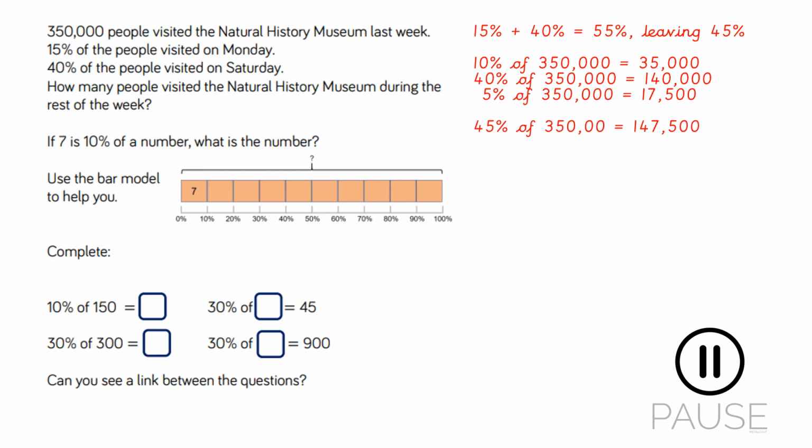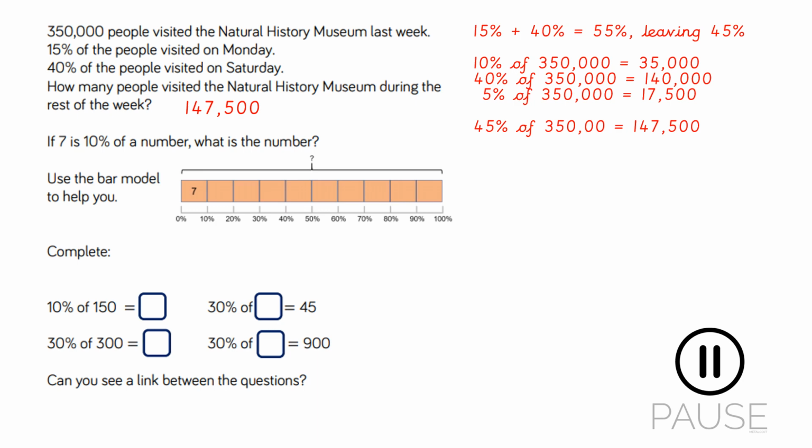Then we need to find 5%. So if you go back to your 10% of 350,000 equals 35,000, and then divide that by 2, that gives you 17,500. So you've now got 5%. And then if you add your 40% and your 5% together, that gives you 147,500.